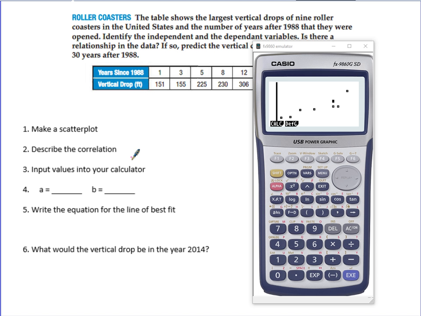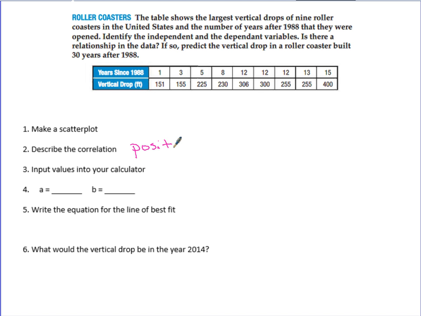All right, so describe the correlation. What kind of correlation do these points have? Well, as I go from left to right, it seems to me like as x gets bigger, y gets bigger as well. So I would say that these have a positive correlation.